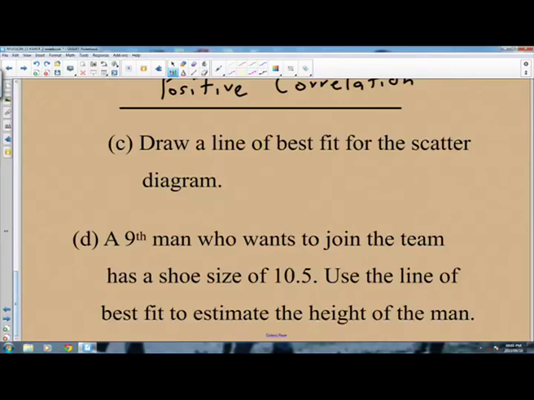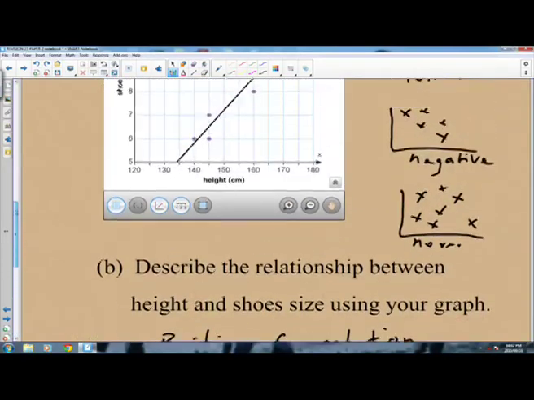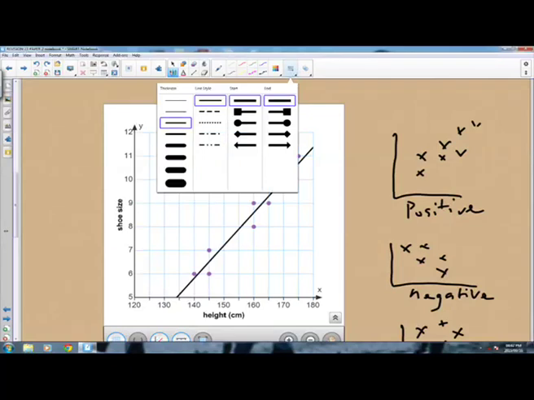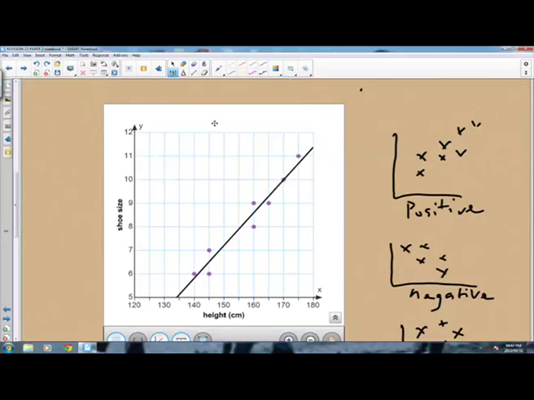And then D. D says a 9th man who wants to join the team has a shoe size of 10.5. Use the line of best fit to estimate the height of the man. So there's a man who wants to join this team, and this man has a shoe size of 10.5, and then we are to estimate his height. So how are we going to estimate his height? We just go back to the graph. Shoe size 10.5 is somewhere here. So we just need to draw that line.